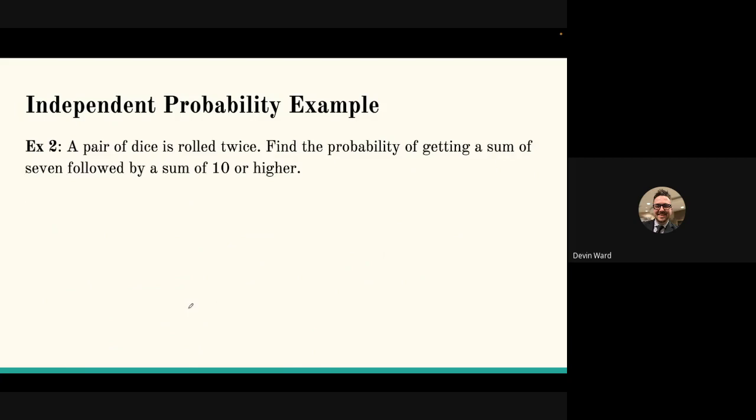Okay. So example number 2. A pair of dice is rolled. Find the probability of getting a sum of 7 followed by a sum of higher than 10.